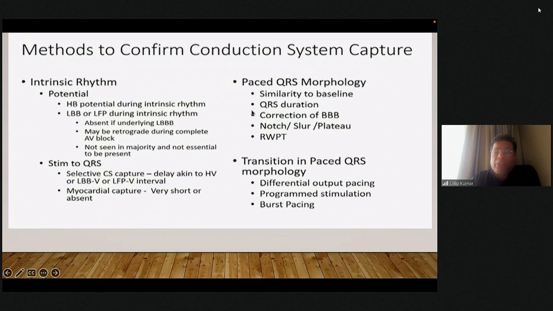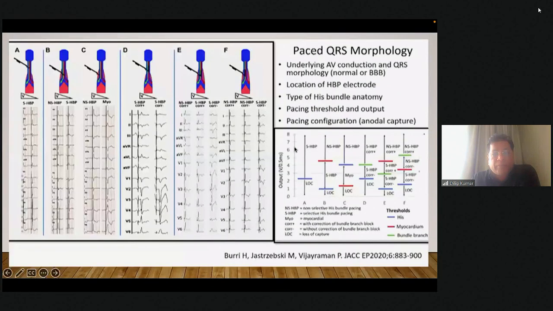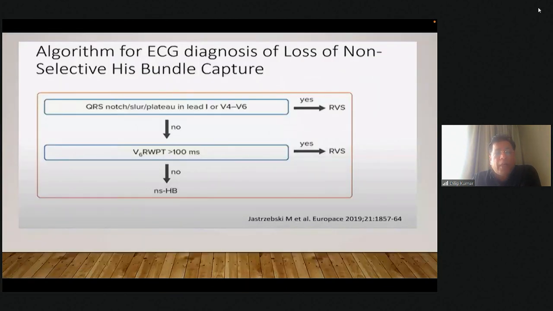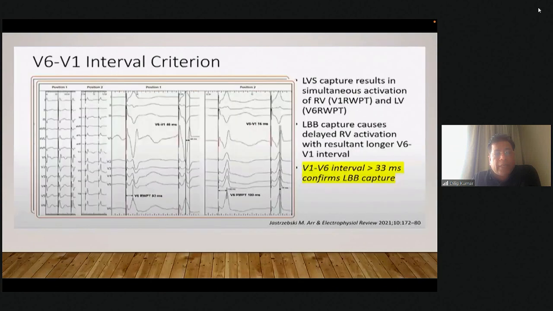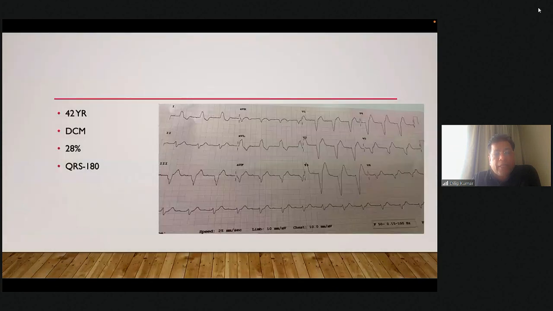And the paced QRS morphology will be kind of similar to baseline with the R wave in V1, and then correction of bundle branch blocks if they are there from before. Notching and slurs will be conspicuously absent or very minimal, and then R wave peak time, which we have discussed. So let me go through quickly some cases, and these are the sites where you hit and see whether you are getting the parameters which correspond to engagement of CSP or not.